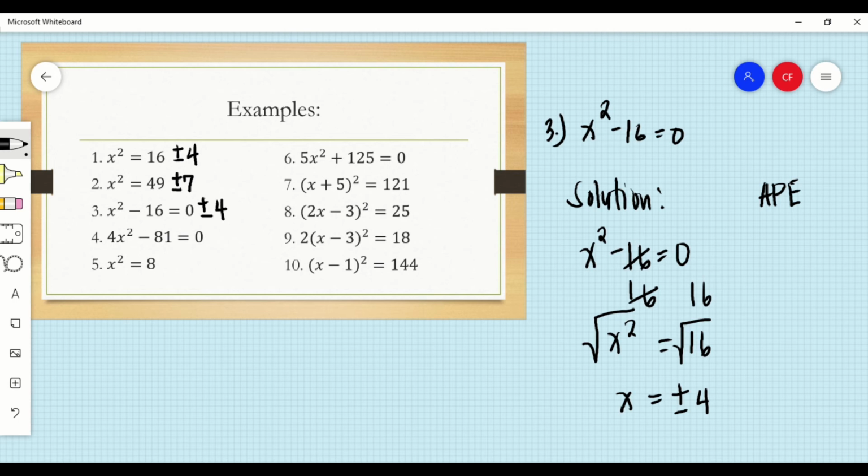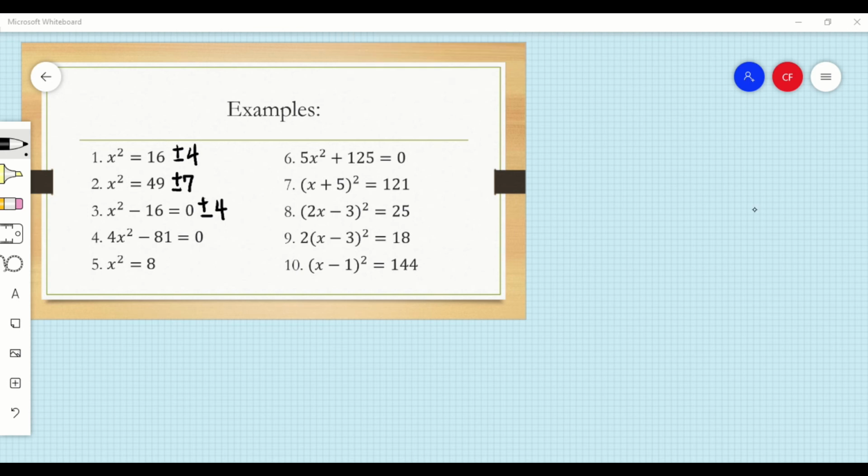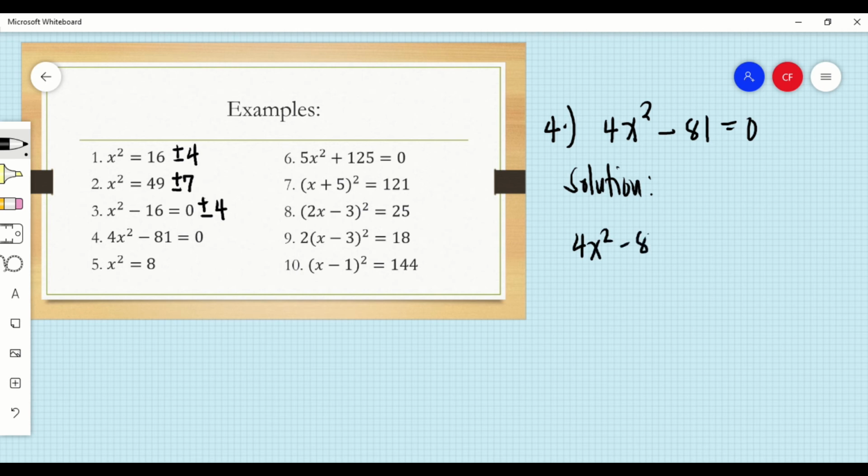Alright? Okay. And for number 4, as you can see here, yung given is 4x squared minus 81 equals 0. So, same concept. So, ito po yung solution. Right? So, 4x squared minus 81 equals 0. Again, using or applying APE.